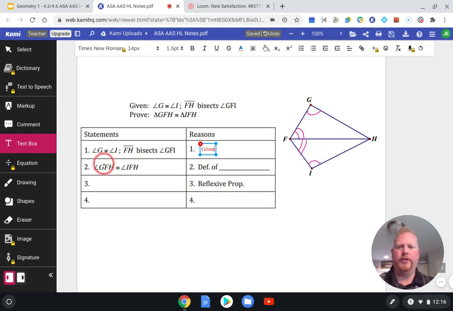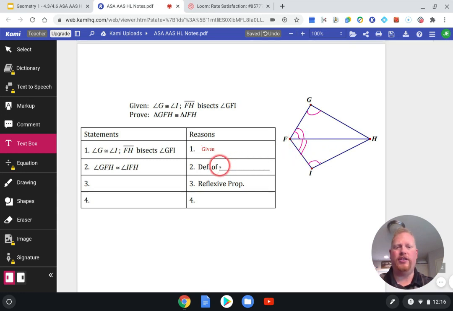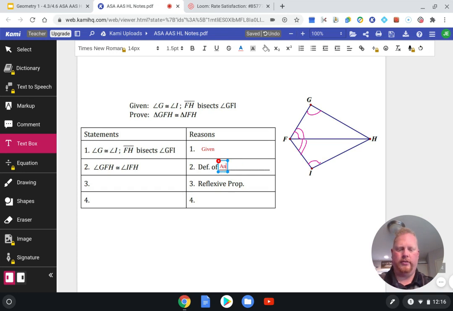So then step 2 says angle GFH is congruent to IFH. Well, that's what we just said. GFH is congruent to IFH. So those two angles are congruent. And the reason I know that is definition of angle bisector.